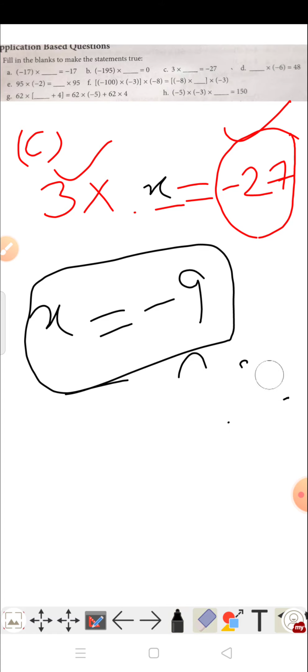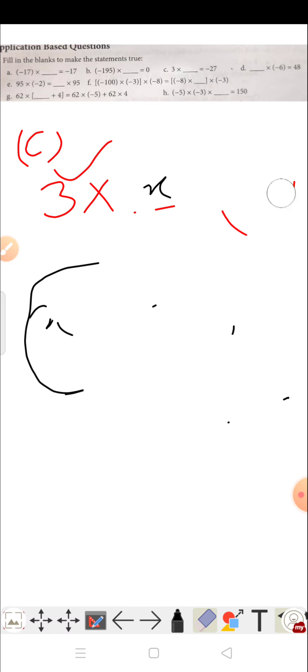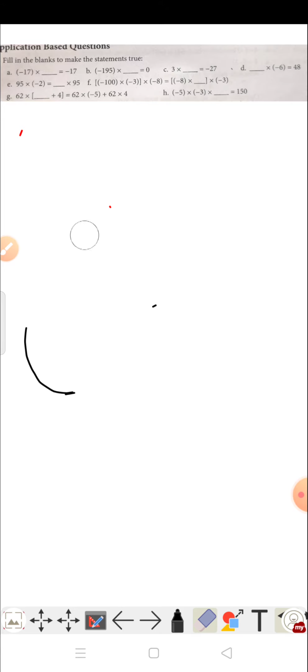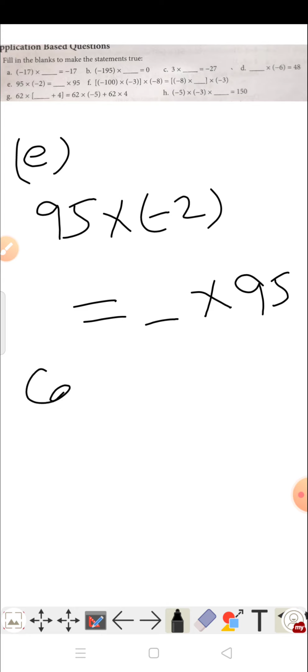Now we will move on to the E part, because the D part is the same as the C part, beta, try to do D part by yourself. Okay, now look at the E part. What is the statement of E part? In E part, you are given that 95 multiplied by minus 2 is equal to blank multiplied by 95. Clear? Now try to remember beta, in our previous video we have discussed a property named commutativity. What is the name of the property?